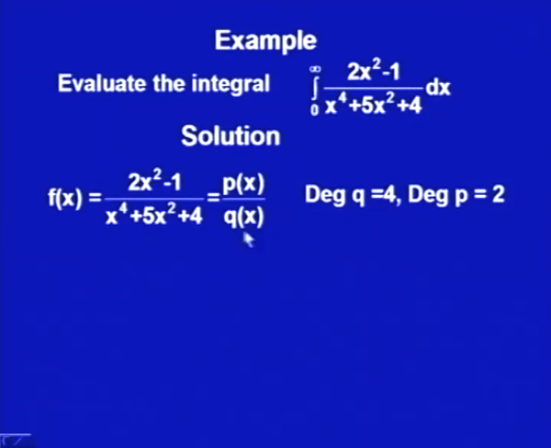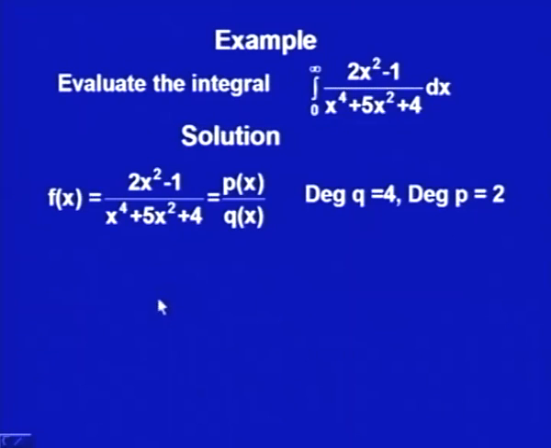Another condition was that the denominator q should not have any real zero. From here we see that all the signs are positive, so certainly it is not going to have one. And if I try to find the zeros of x to the power 4 plus 5 x square plus 4, we will not have any real zeros over here. All the roots are complex numbers.